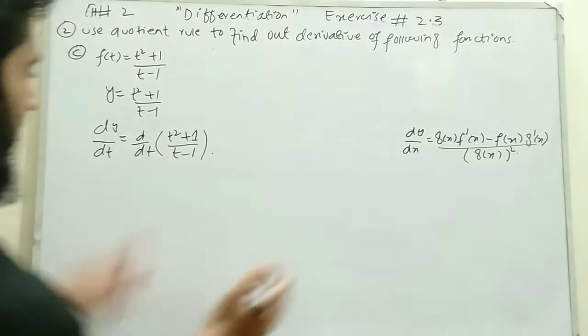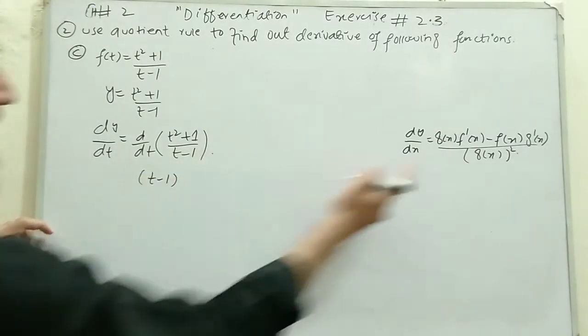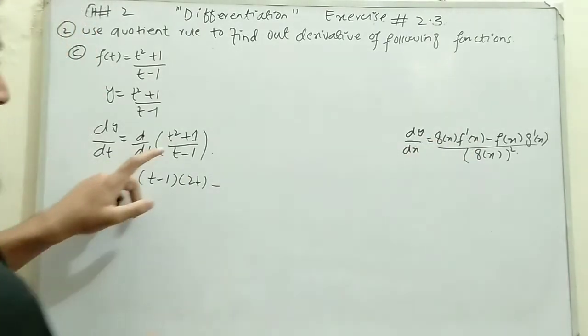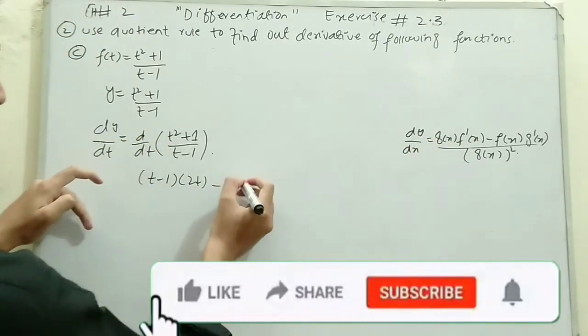Now using this formula, the second function multiplied by the derivative of the first function. So the derivative here is 2t, and minus f of x times the derivative of the second function. So f of x is t square plus 1.